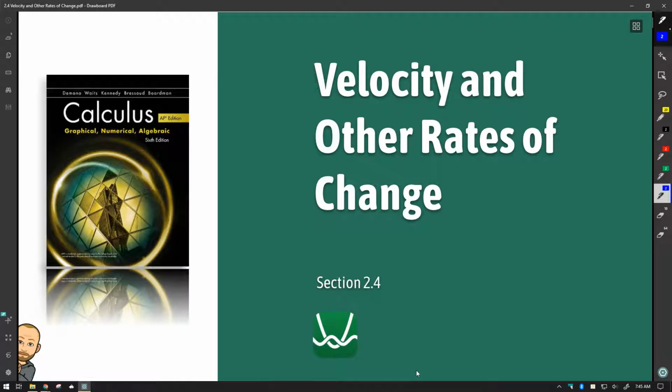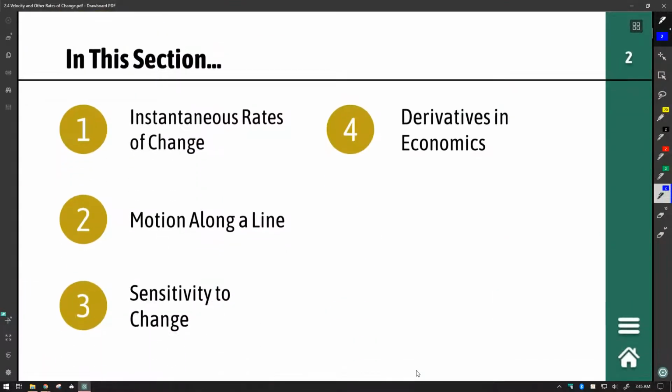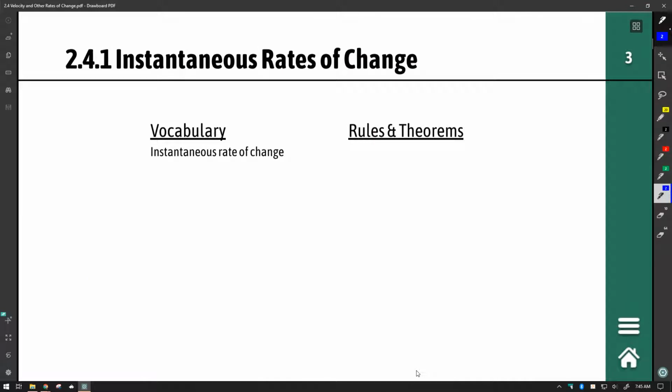All right, we're going to do section 2.4 of our calculus book, which is velocity and other rates of change. So in this section, we're going to see instantaneous rates of change, better define that term. We're going to learn all about motion along a line. We'll see sensitivity to change, and finally, derivatives in economics. But we start with 2.4.1, instantaneous rates of change.